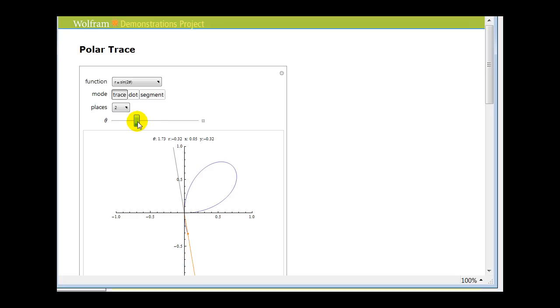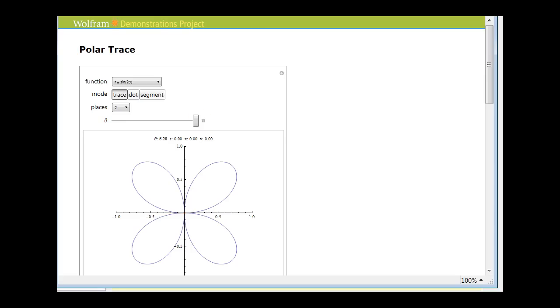Next, from pi over 2 to pi radians, sine 2 theta would be negative. Therefore, we're actually plotting points in the opposite direction when theta is between pi over 2 and pi, forming the second petal. And then in the third quadrant, from pi to 3 pi over 2, r is positive. It increases from 0 to 1, back to 0. And then from 3 pi over 2 to 2 pi radians, the r value will be negative, and therefore we're plotting points again in the opposite direction, forming that fourth petal.